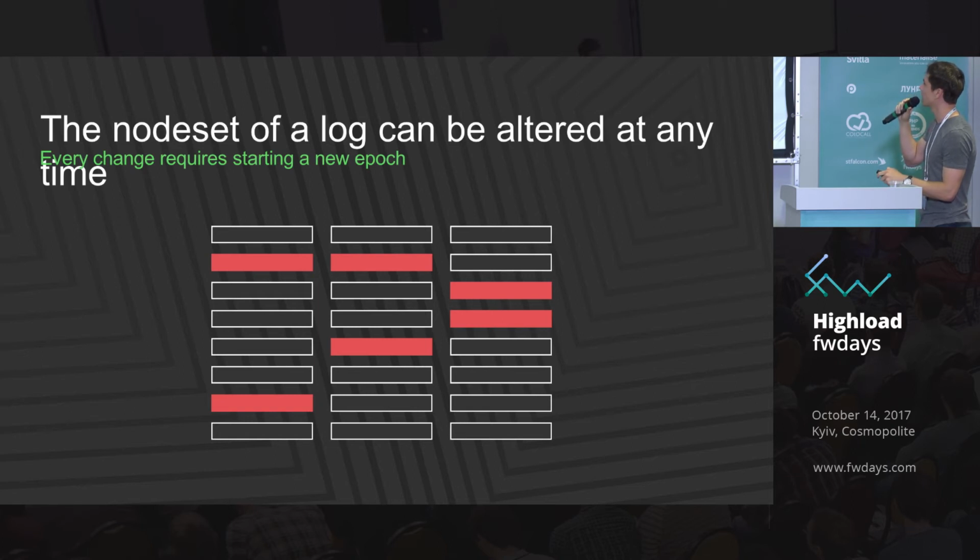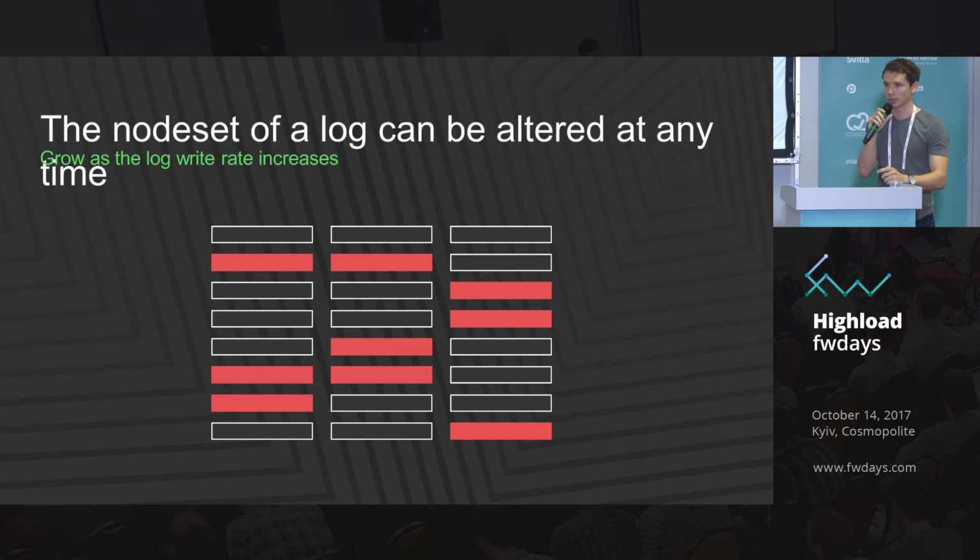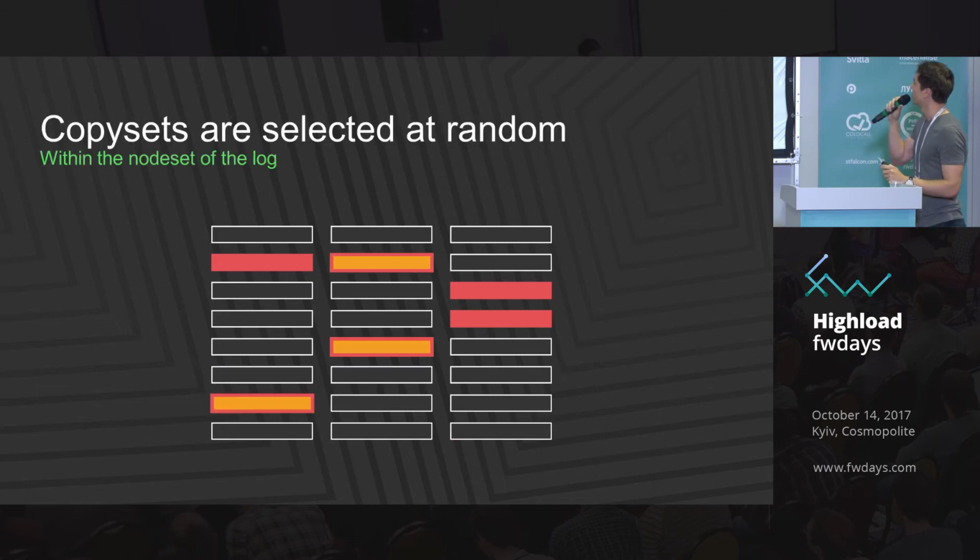What is good is that we can always add more machines to the node set. For example, if one log is having a huge load, spikes of load with too much data being appended, we can dynamically grow our node set. So these are the machines which are going to be available to write our records to for one specific log. Within this node set, machines can be selected randomly.